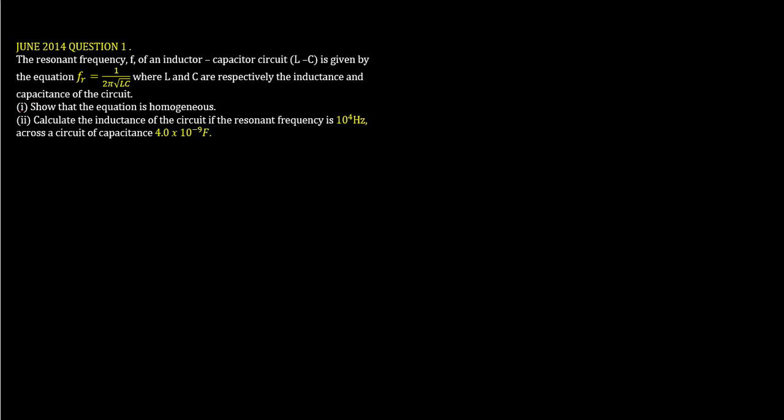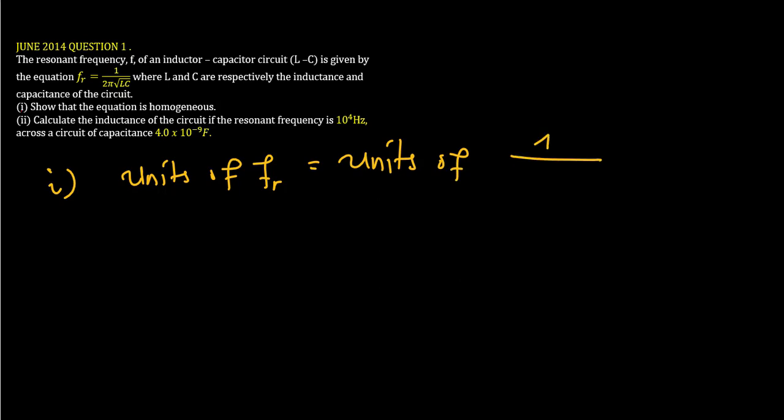Okay, so let's begin with the first part, Roman 1. In order for us to show that it is homogeneous, it suffices for us to show that the units of the resonance frequency Fr is equal to the units of 1 divided by 2 pi times the square root of LC. Now this is the thing that we have to prove.